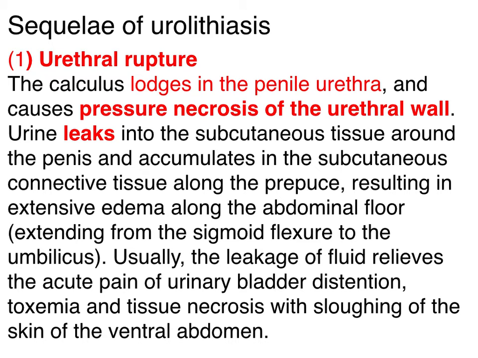What are the sequelae of urolithiasis? Urethral rupture: the calculus lodges in the penile urethra and causes pressure necrosis of the urethral wall. Urine leaks into the subcutaneous tissue around the penis and accumulates in the subcutaneous connective tissue. We saw this case at the veterinary hospital in a small lamb at the teaching hospital. The profuse leakage results in extensive edema along the abdominal floor, extending from the sigmoid flexure to the umbilicus. Usually the leakage of fluid relieves the acute pain of urinary bladder distension, but toxemia, necrosis, and sloughing of the skin of the ventral abdomen follow.